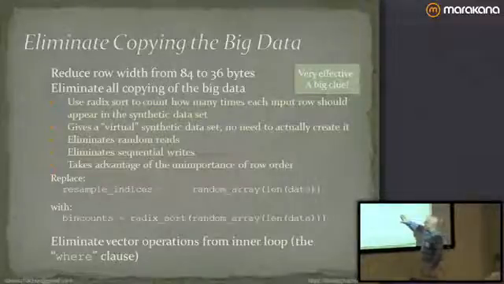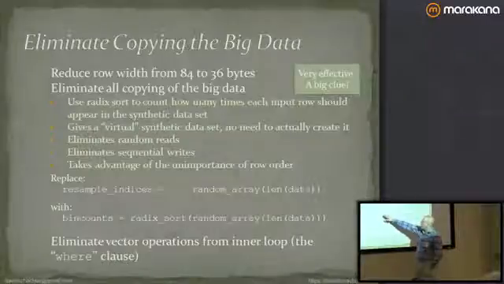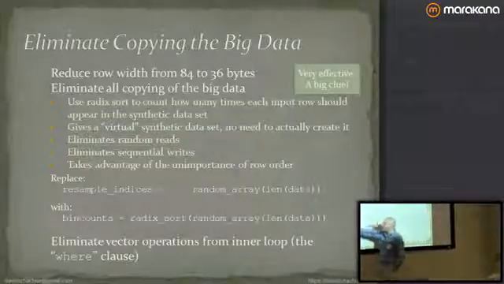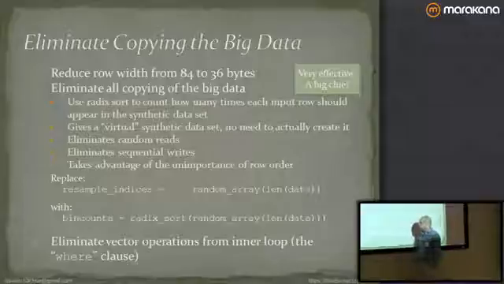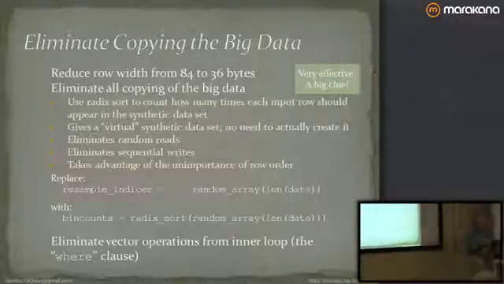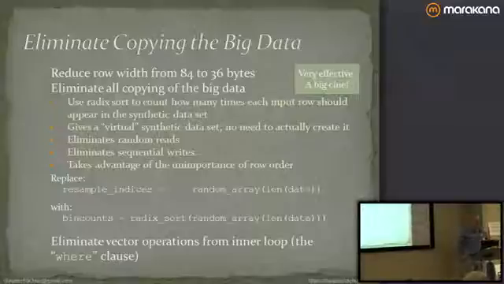So here's the basic change. We take our random array, and instead of just using it, we pass it to the radix sort, and we get back our bin counts. And we get all this nice stuff. Also, inside the inner loop, I had that where clause. I got rid of that as well. So that got rid of more passes over the data.